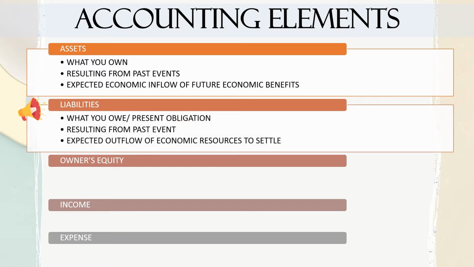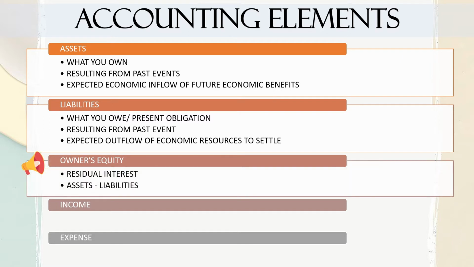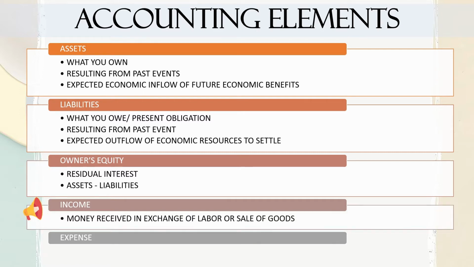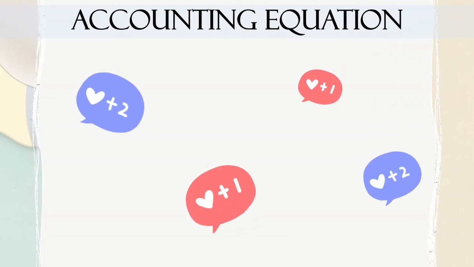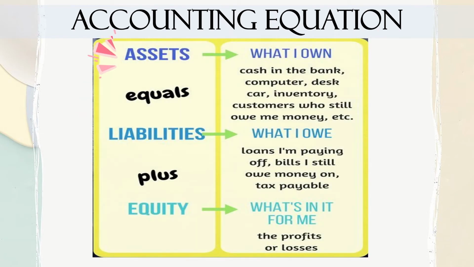While liabilities, on the other hand, are what you owe or are present obligation. Still results from past event and expected outflow of economic resources to settle the liabilities. Owner's equity are the residual interest. So this is a result of your assets minus liabilities. Income are those money that are received in exchange of labor or sale of goods. And lastly, expense are those costs that the business incur in running the business operation. We also discussed previously the accounting equation, which is assets equals liabilities plus equity.